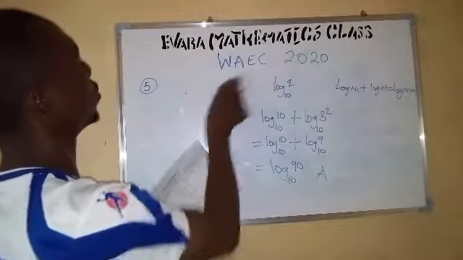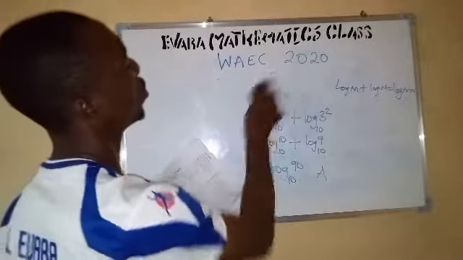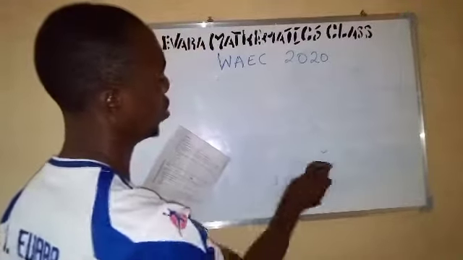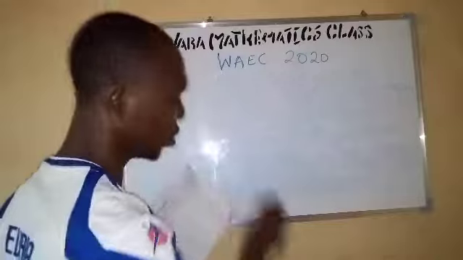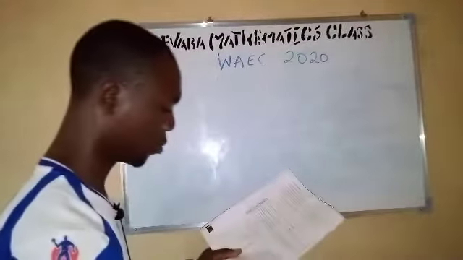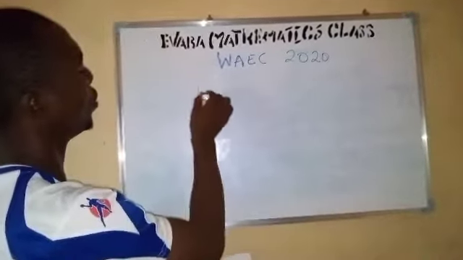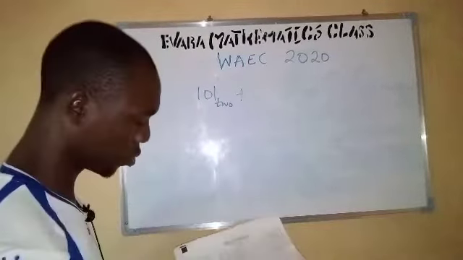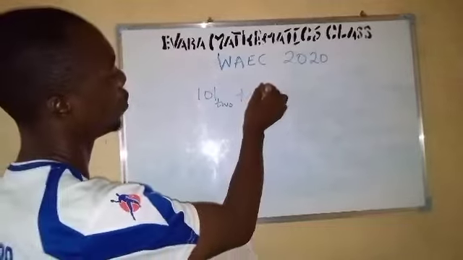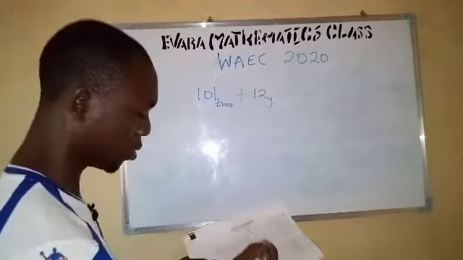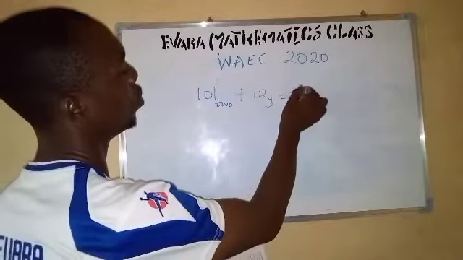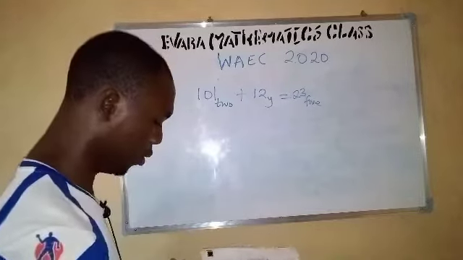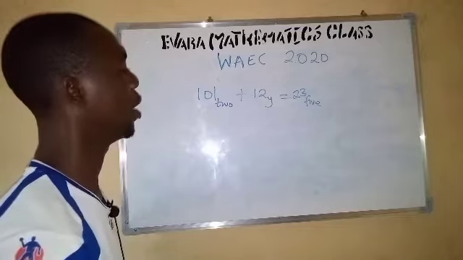Question number 6. We say 101 base 2 plus 12 base y is equal to 23 base 5. Now we have to find the value of y.